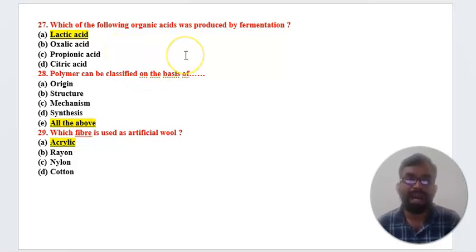28th bit here: polymers can be classified on the basis of all the above: origins, structure, mechanism and synthesis. So this bit is very important. 29th: which fiber is used as an artificial wool? Here: acrylic, rayon, nylon, cotton. So acrylic is the fiber used for artificial wool.